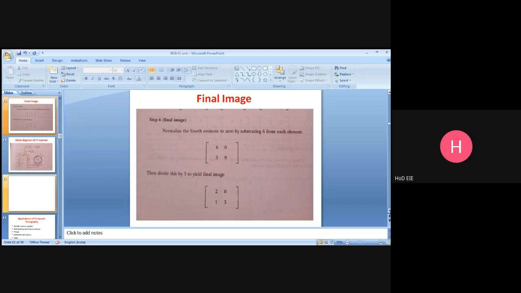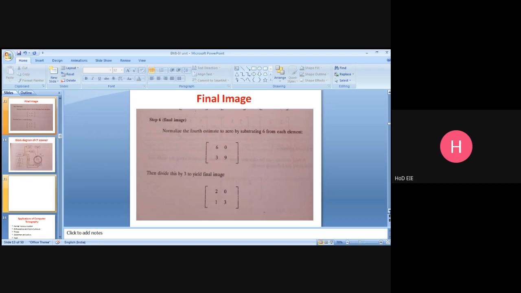Then the value you are getting in your fourth estimate is 15. If you subtract 6 from 15, you are getting 9. So this is the way you have to normalize your fourth estimate to 0 by subtracting 6 from each element. The values you are getting are 6 comma 0 as well as 3 comma 9.